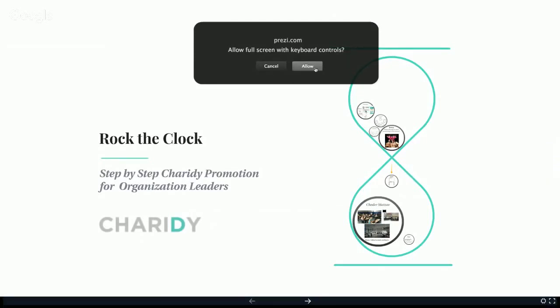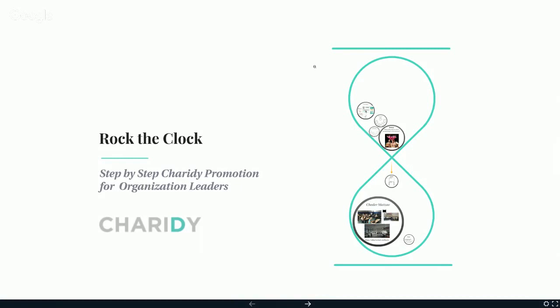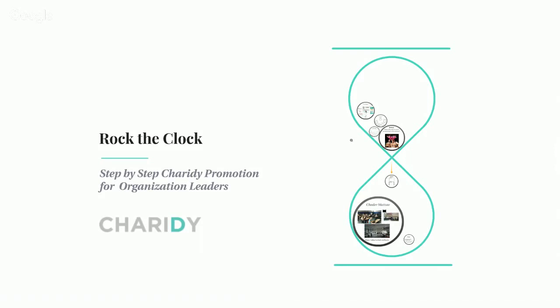Okay, guys, so here we have the Rock the Clock step-by-step charity promotion for organization leaders. There are a few channels of communication, and we're going to go through everything. This should be about 10 to 15 minutes. We're going to try to pack it all in quickly because I know everyone has a busy schedule, and the recording will be available afterwards as well.